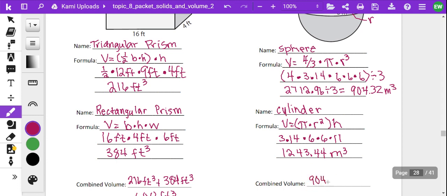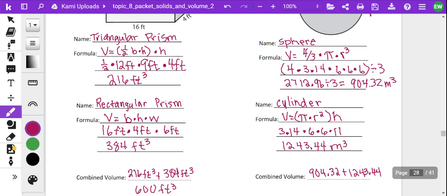Again, for the combined volumes, we add them together. 904.32 plus 1,243.44. Let's go ahead and put that in our calculator. That is giving me 2,147.76 meters cubed.